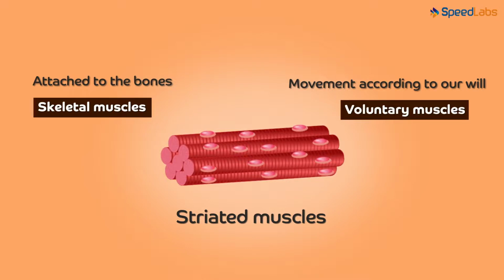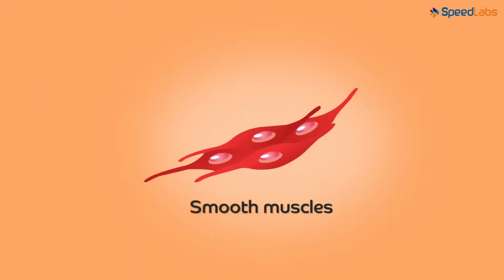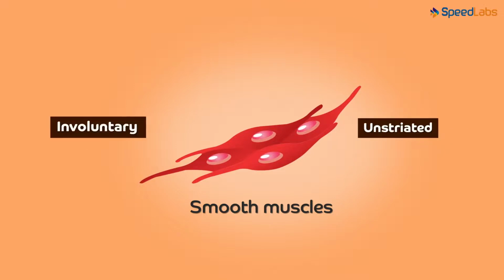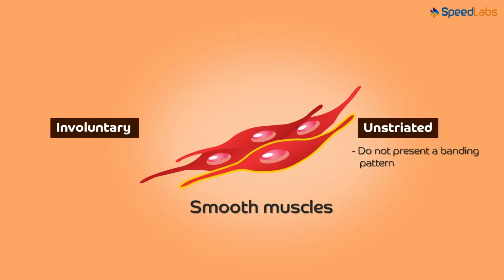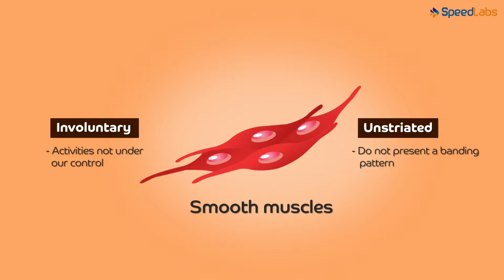On similar lines, we have the next type, that is the smooth muscles. These are also called as unstriated and involuntary. Now we can guess their structure and nature from the names itself. Smooth or unstriated because they do not present a banding pattern like the striated ones when stained and observed under a microscope. Instead, they have long spindle-shaped uninucleate cells. And why involuntary? Yes, because their activities are not under our control.